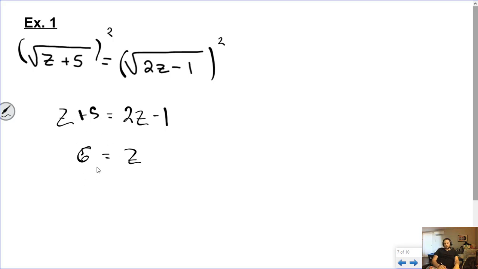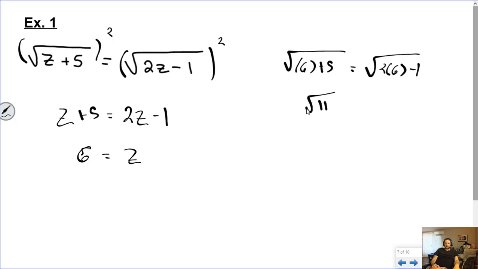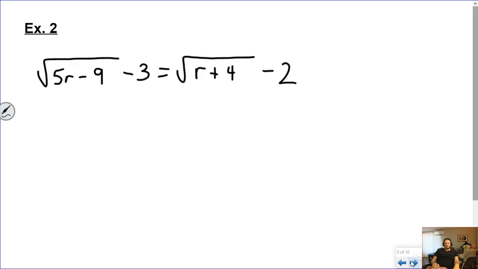So now what we should do is check to make sure that that's going to work, right? So I'm going to take that 6, plug it back into my original equation. So 6 plus 5 is equal to the square root of 2 times 6 minus 1. So 6 plus 5 is the square root of 11, is equal to 12 minus 1, which is also the square root of 11. And since we get the same answer on both sides, we can be confident that z does in fact equal 6.